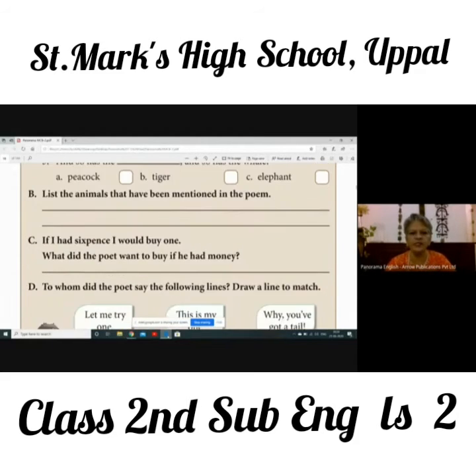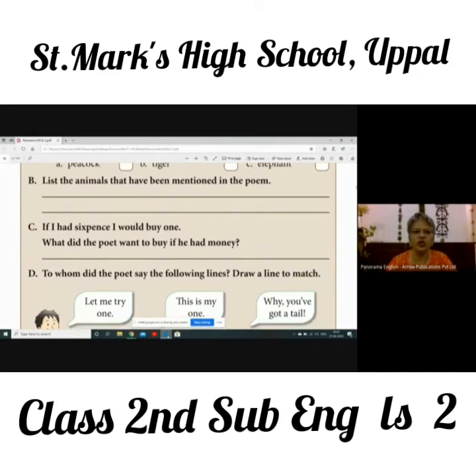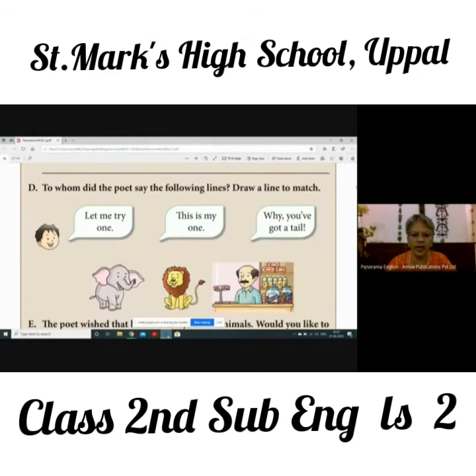If I had sixpence, I would buy one. What did the poet want to buy if he had the money? What would the poet buy with sixpence? He would buy a tail. To whom did the poet say the following lines? Let me try one. To whom does this child say, let me try one? He says it to the shopkeeper.